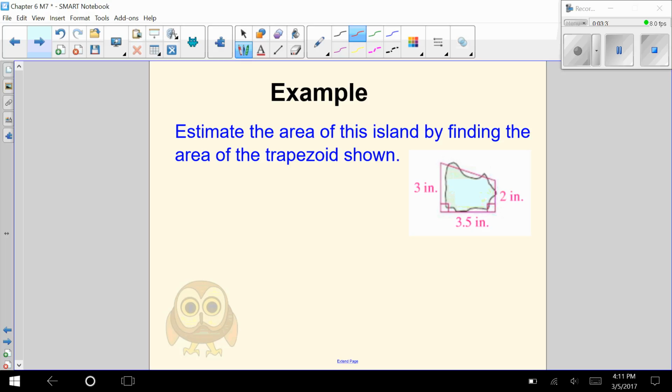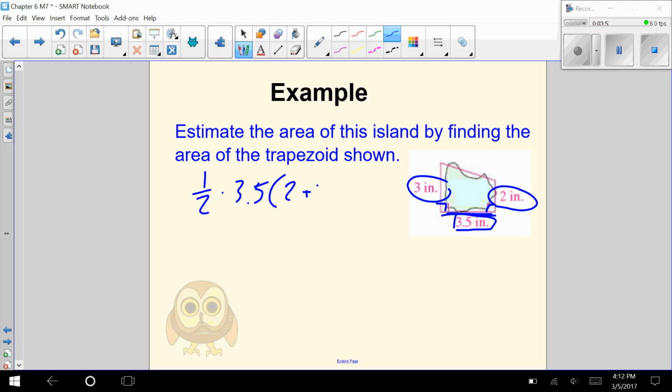Now, estimate the area of this island by finding the area of the trapezoid. Well, we find these right angles here, so the height must be 3.5, and our bases are 2 and 3. So 1/2 times 3.5 times (2 plus 3), which gives me 8.75 square inches.